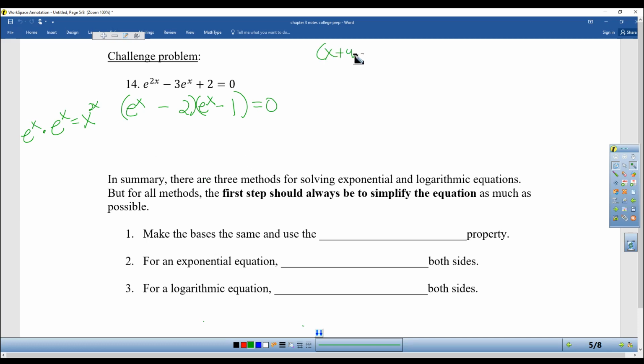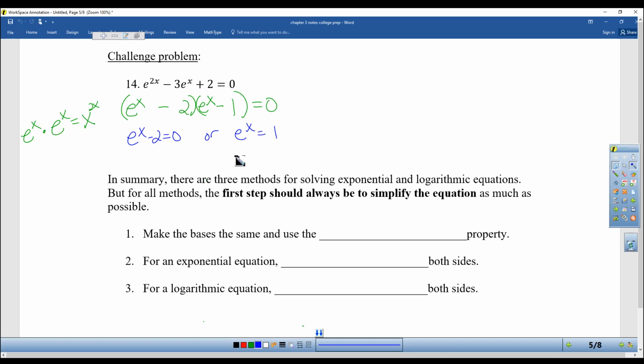If you had x plus 4 times x minus 5 is equal to 0, you would say either x is negative 4 or x is 5. You'd set these both equal to 0. It's the same concept. So I'm going to do two little equations. Either e to the x minus 2 is equal to 0, or e to the x is equal to 1.